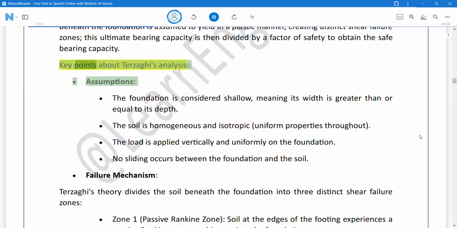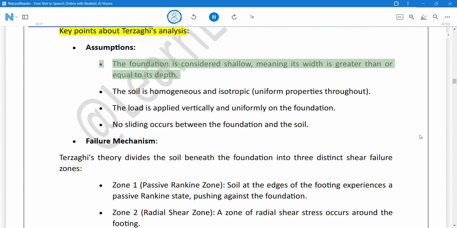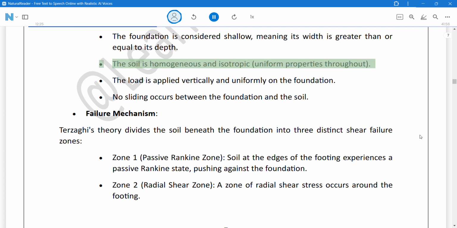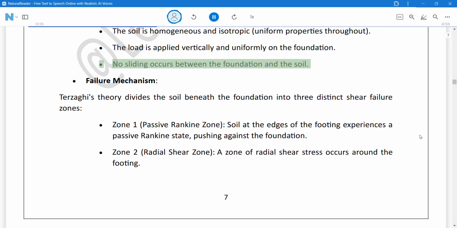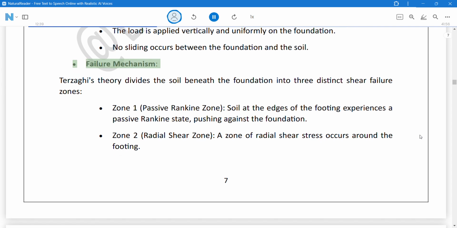Key points about Terzaghi's analysis: assumptions. The foundation is considered shallow, meaning its width is greater than or equal to its depth. The soil is homogeneous and isotropic. The load is applied vertically and uniformly on the foundation. No sliding occurs between the foundation and the soil.